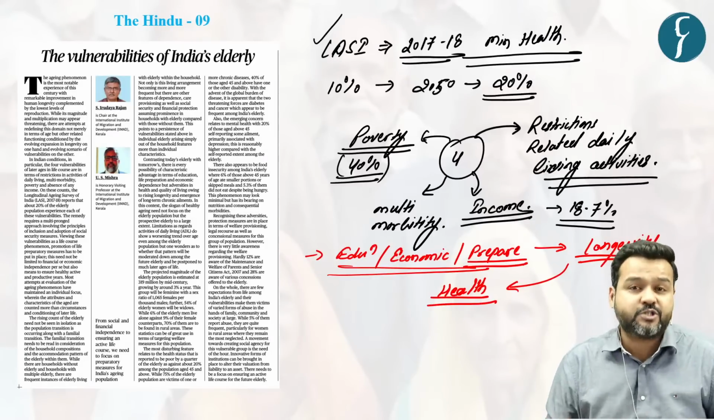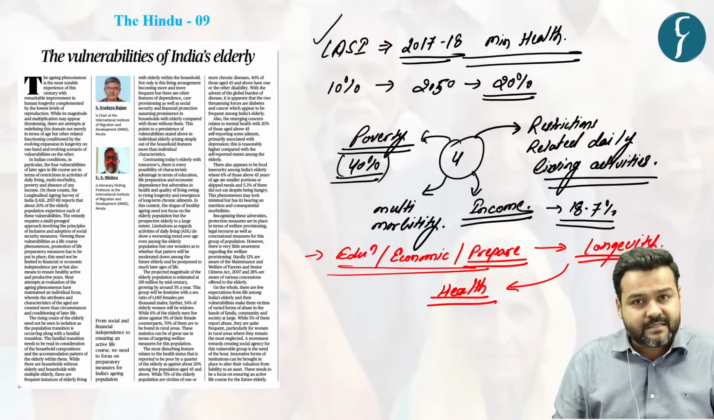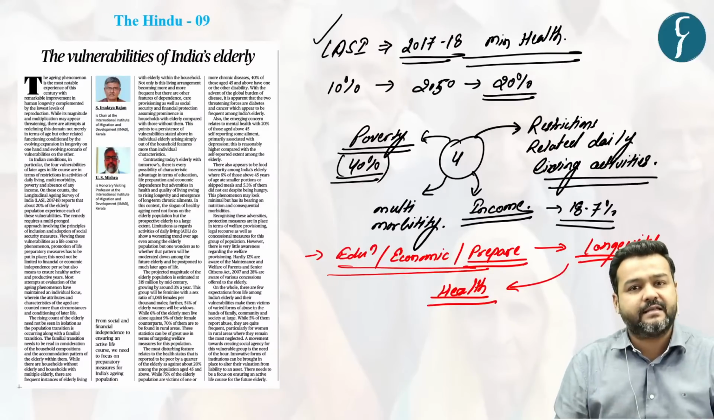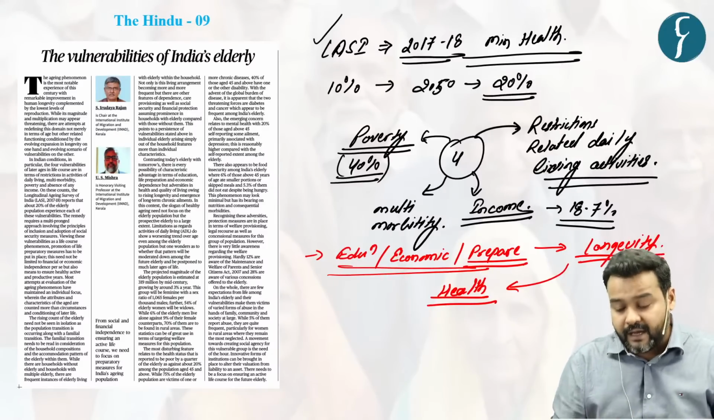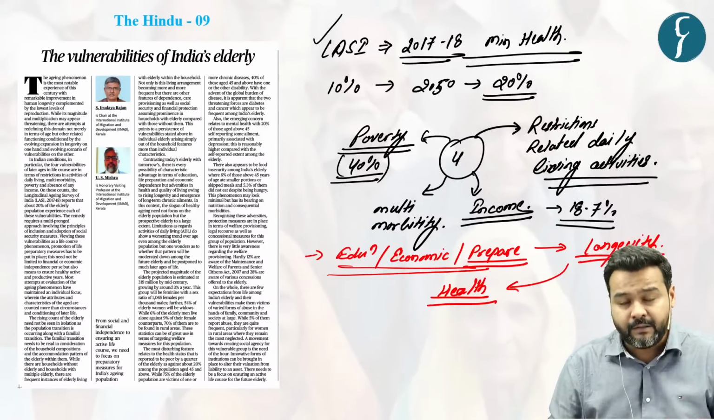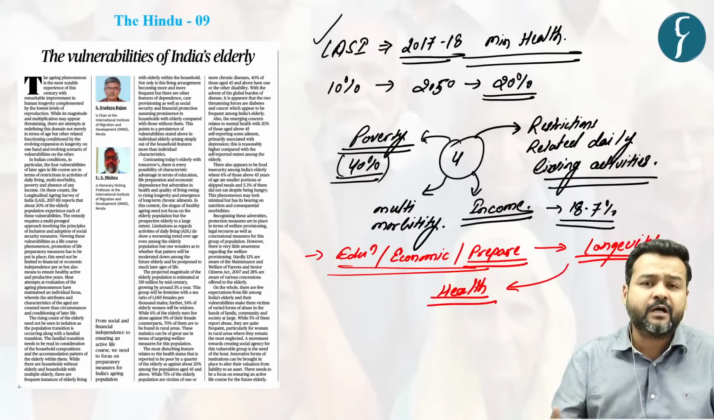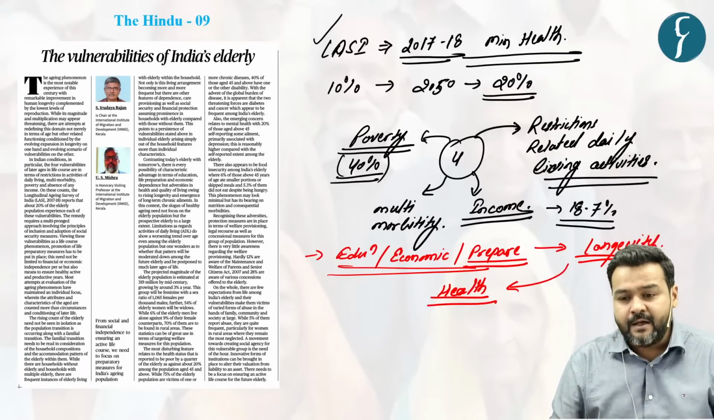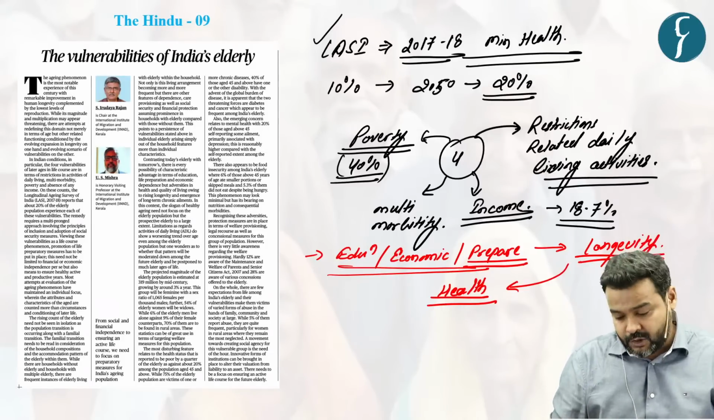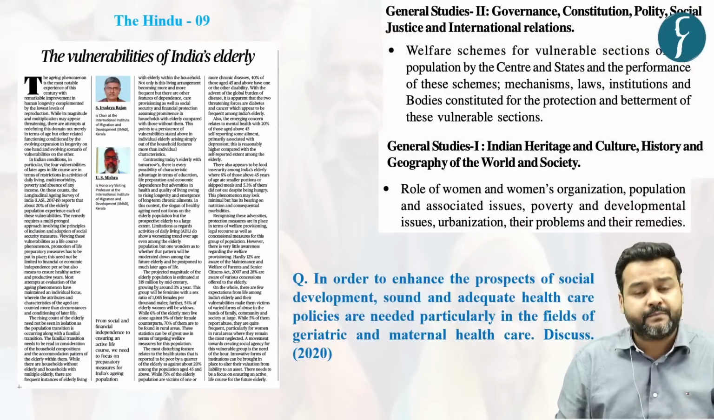for the future generations. So in this discussion, we will be taking up the challenges related to the elderly population in India. What are the government initiatives? What else can be done? So why we have taken up this article?